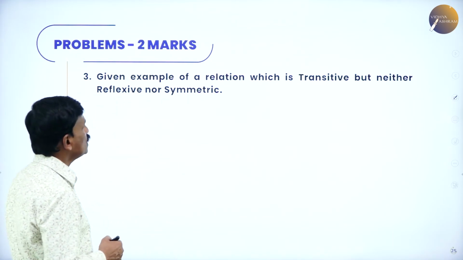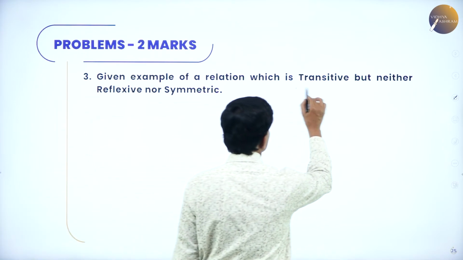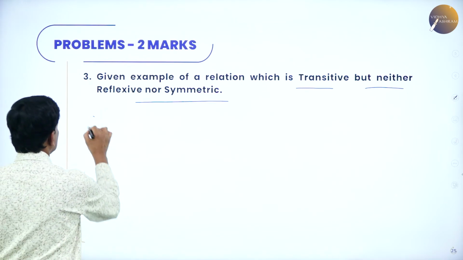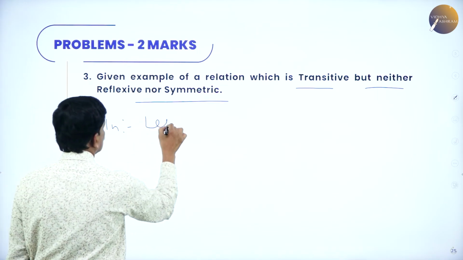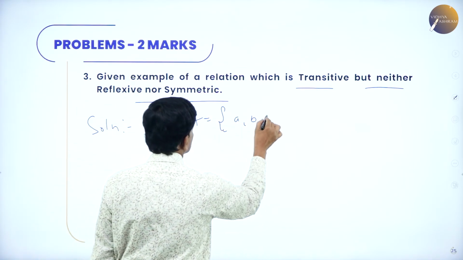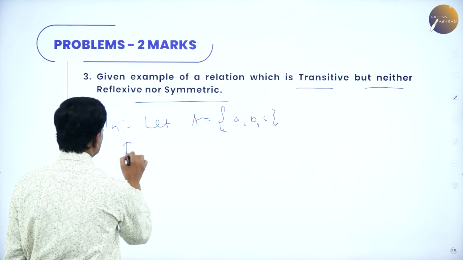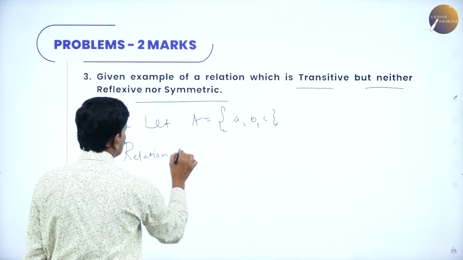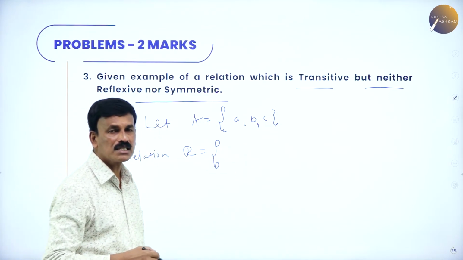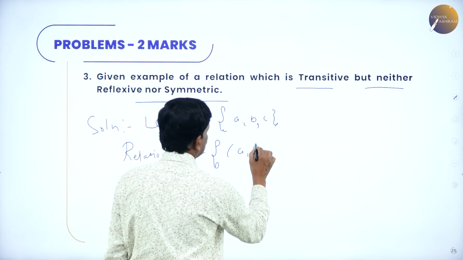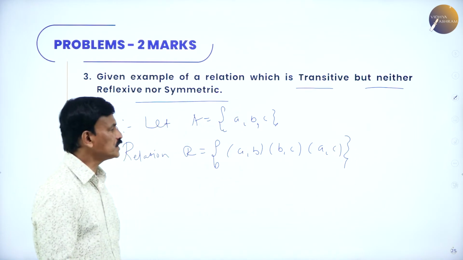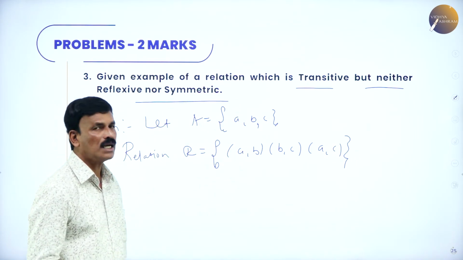Give an example of a relation which is transitive but neither reflexive nor symmetric. Now, same type, let us consider a set A = {a, b, c}, any non-empty set. Then define a relation R on A as R = {(a,b), (b,c), (a,c)}.